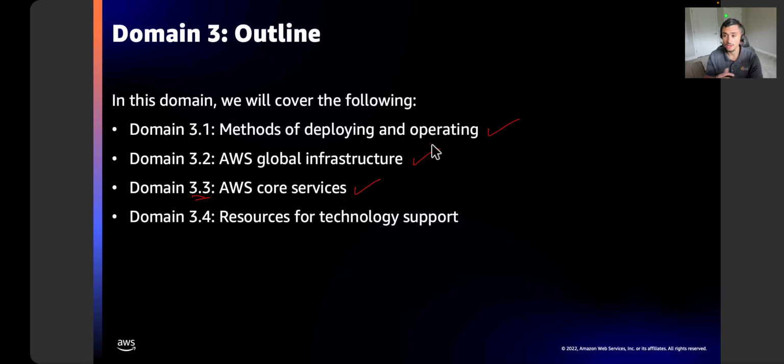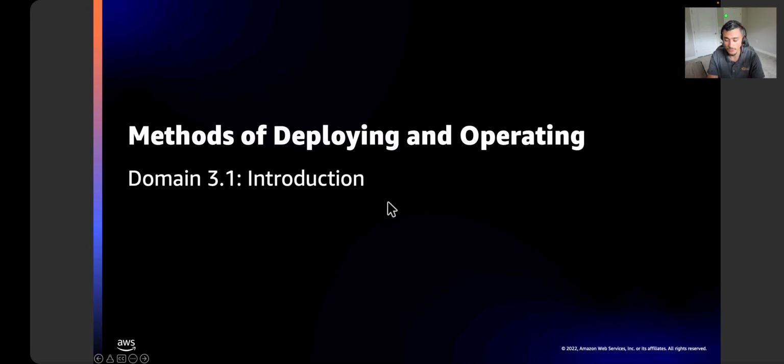Domain 3.2, we'll talk about the AWS global infrastructure. So we already sort of touched on this idea of regions and availability zones. So we'll talk more about what they actually are. And then also resources for technology support. So if we're dealing with a service like Amazon EC2, how can we find resources such as API documentation or resources that allow us to support our use of that service, right?